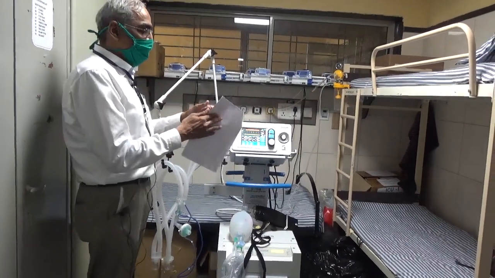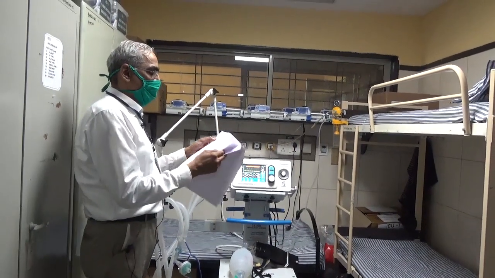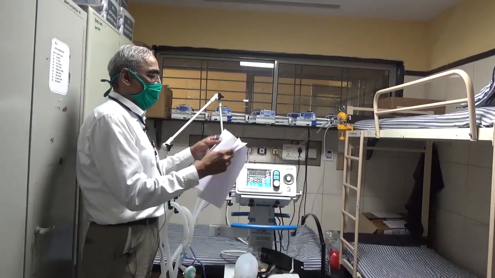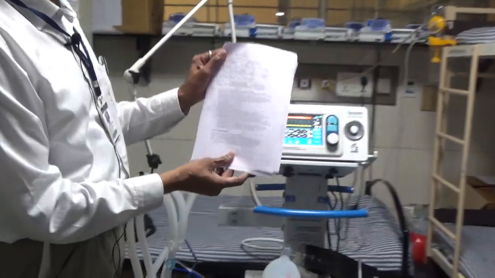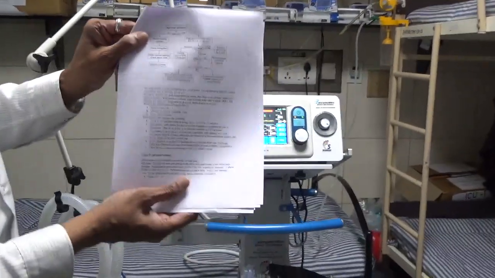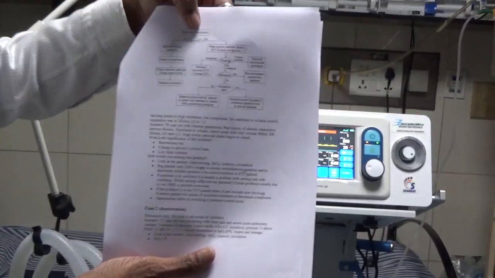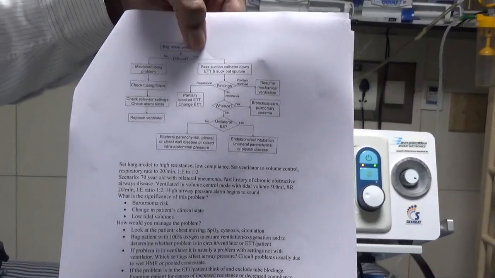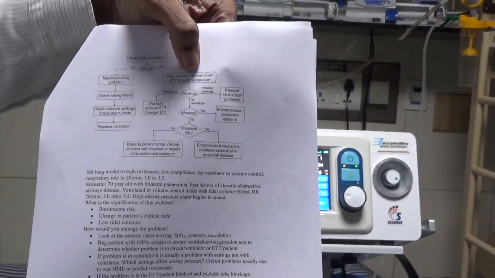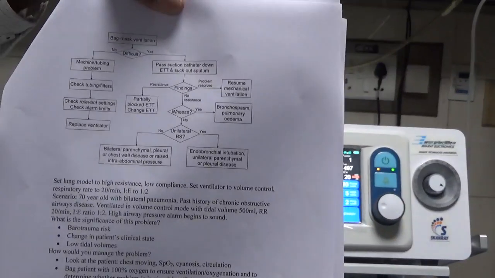In this flow chart, you can see we started off with bag mask ventilation and we saw whether the bag mask ventilation was difficult or not. If the bag mask ventilation is difficult, then the first thing to do is to pass a suction catheter down the endotracheal tube and suck out the sputum.